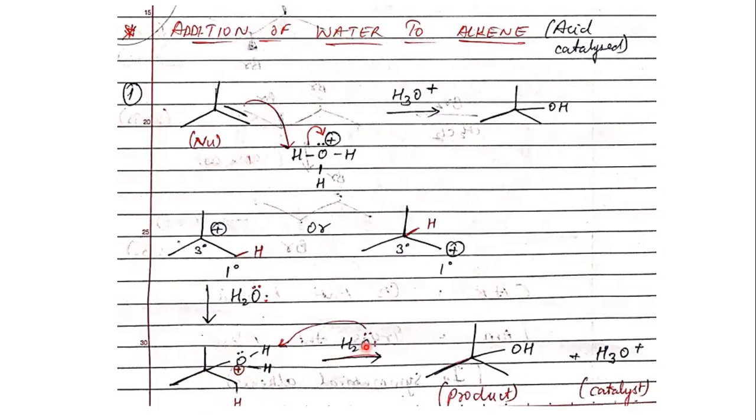So you will take the help of another water molecule. The lone pair on the oxygen is going to pull one hydrogen away from it, leading to the formation of your OH. That's nothing but your product. And eventually the hydrogen that has been abstracted will go on this H2O and give you back your H3O+.